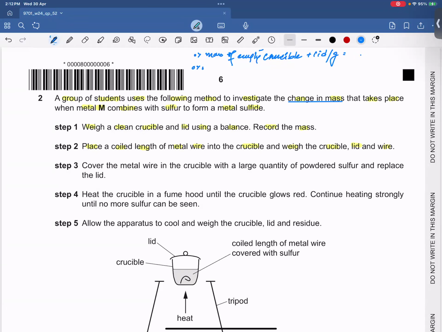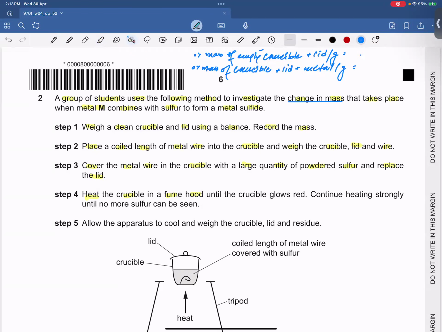Then mass of crucible plus lid plus metal, slash gram. Then after that, cover the metal wire in the crucible with a large quantity of powdered sulfur and replace the lid. Heat the crucible in a fume hood.